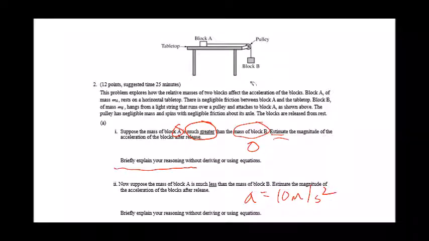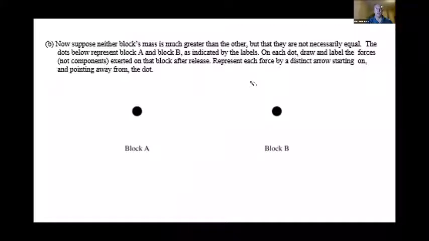Well, I'm going to tell you there's 3 of them. What are the 3 that I should show? You would have force of weight going down, normal force going up, and then force of tension going to the right. Perfect. So let's go over here and draw that.